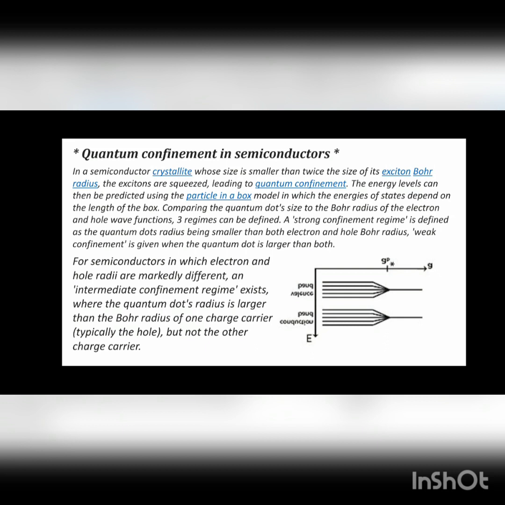Three regimes can be defined. Strong confinement is defined as a quantum dot radius being smaller than both the electron and hole Bohr radius. Weak confinement is given when the quantum dot is larger than both. For semiconductors in which electron and hole radii are markedly different, an intermediate confinement regime exists where the quantum dot radius is larger than the Bohr radius of one charge carrier but not the other charge carrier.